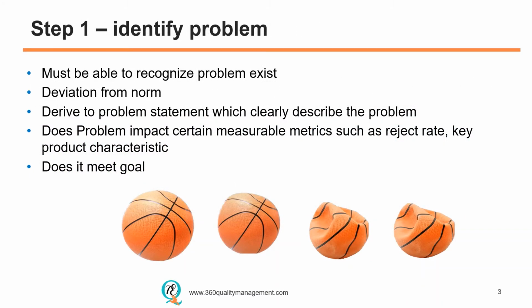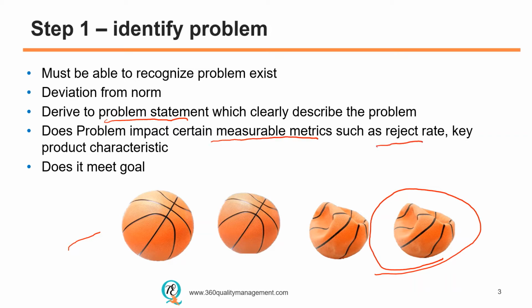Let's start with identifying the problem. In order to resolve a problem, we must understand that the problem exists, that it has deviated from the norm, and a problem statement has to be established. So does it impact certain measurable metrics? For example, yield rate or the key parameter metrics. So this is how a problem is identified.